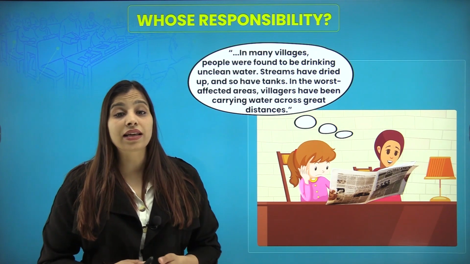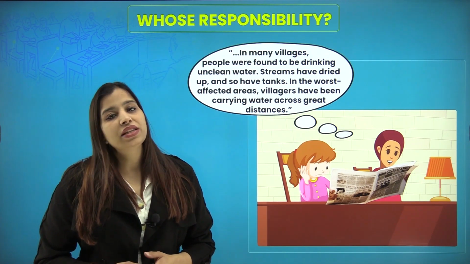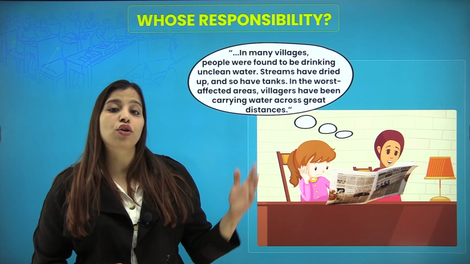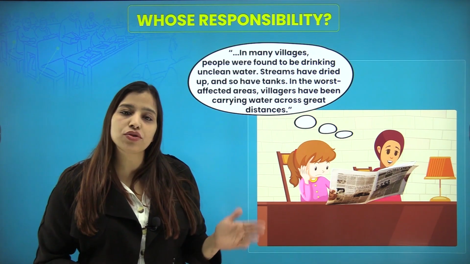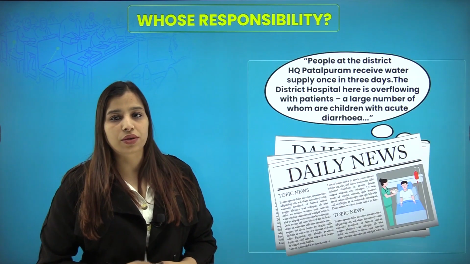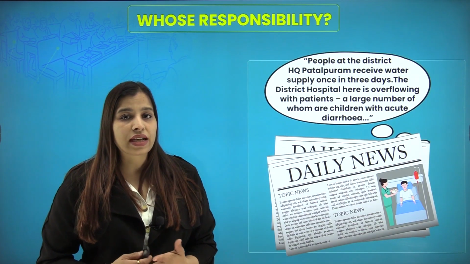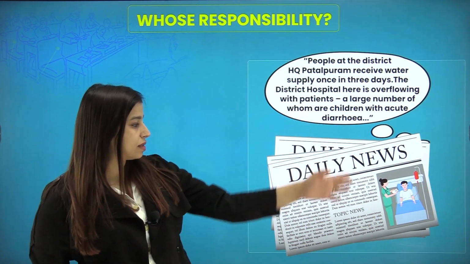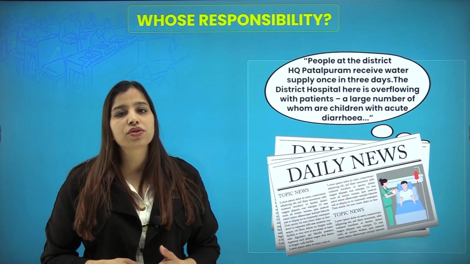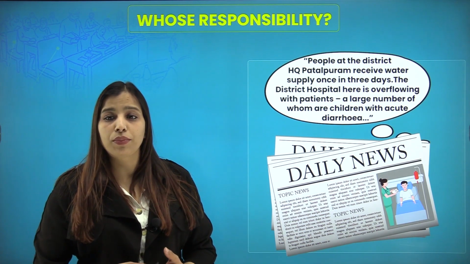And further, it says that in the worst affected areas, villagers have been carrying water across great distances because there was no proper water supply. So villagers have to go far away to fetch the water. Now, people at the district headquarter Patlapuram receive water supply once in a day. Again, this is what was published in the newspaper. So this is a big image of a newspaper report.